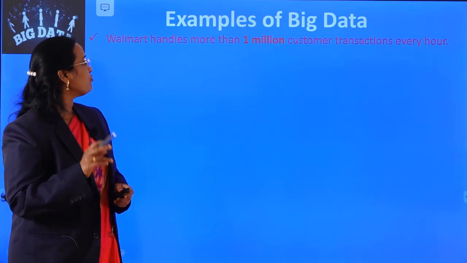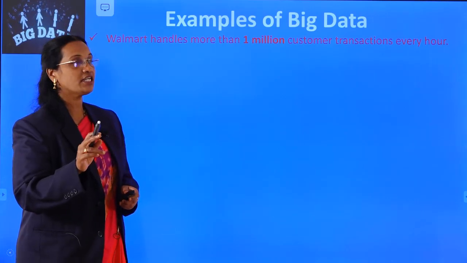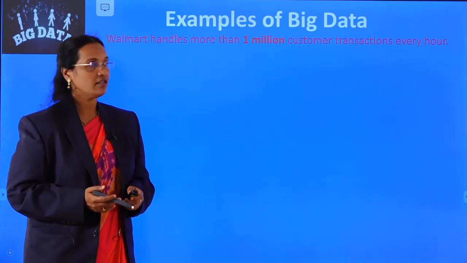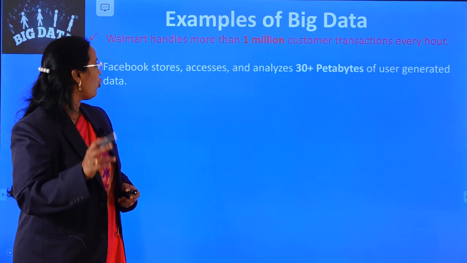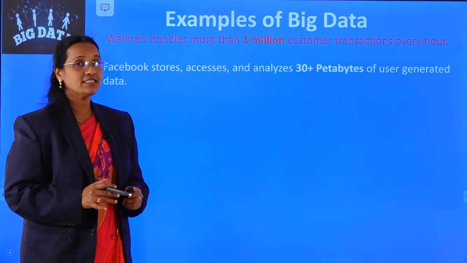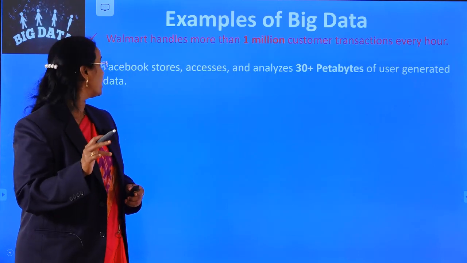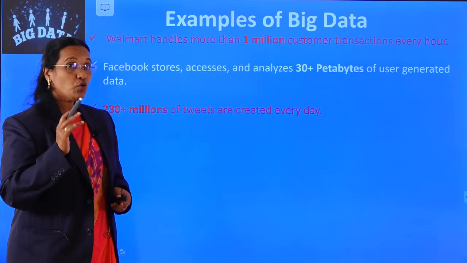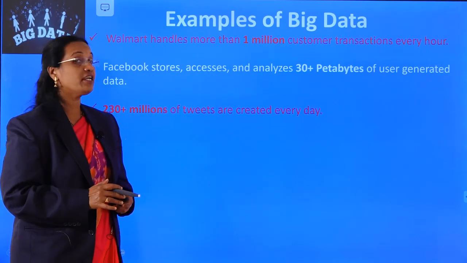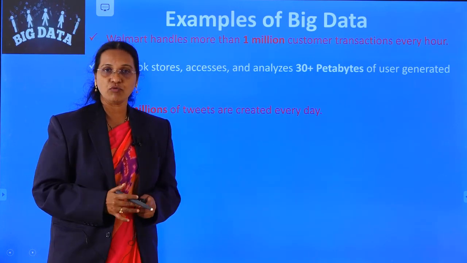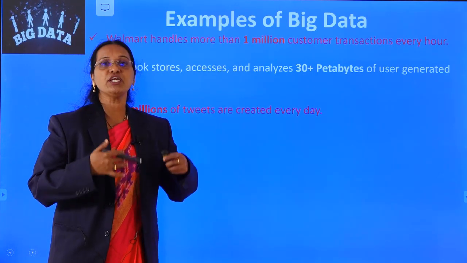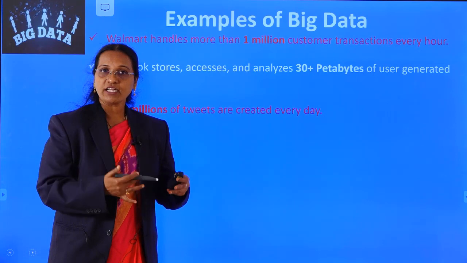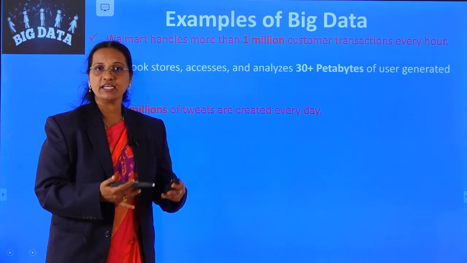Walmart handles more than 1 billion customer transactions every hour. Just imagine how much big data is being generated. Facebook stores, accesses and analyzes 30 plus petabytes of user generated data. How large that data is. 230 million tweets are created every day. Now this has become a fashion. Whatever the official information is, we need to tweet it. Recently Pranab Mukherjee got infected with the coronavirus, so he made a tweet saying that he is positive.